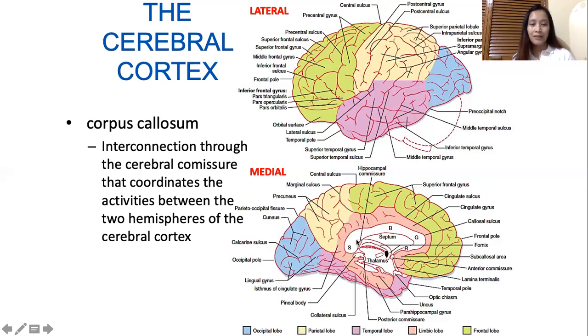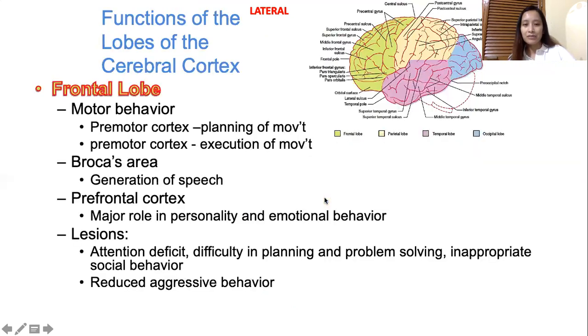that connects the left and right hemispheres. It's an interconnection through the cerebral commissure that coordinates the activities between the two hemispheres of the cerebral cortex. Your right and left hemispheres, as you will learn later, have different functions as well, even if they are in the same location. The central sulcus separates your frontal and parietal lobes, while your lateral sulcus separates your temporal and frontal lobes. While your parieto-occipital fissure here separates your occipital lobe and your parietal lobe, and that's your corpus callosum.